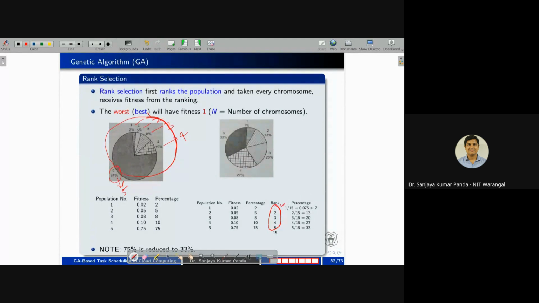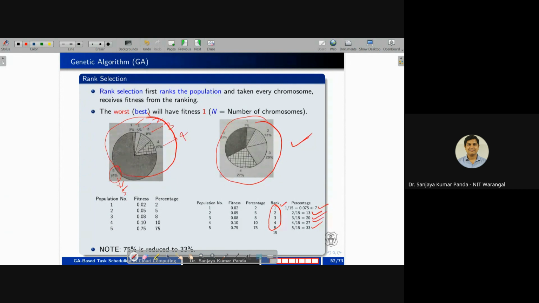Percentage is your rank divided by the sum of the ranks. So we are getting 7% for population 1, 13% for population 2, 20% for population 3, 27% for population 4, and 33% for population 5. So you will get this particular wheel. If you compare these two wheels, this wheel is more or less a paired one in comparison to the previous one.